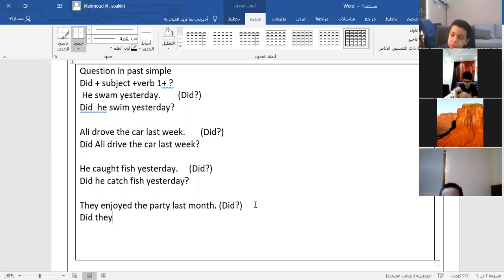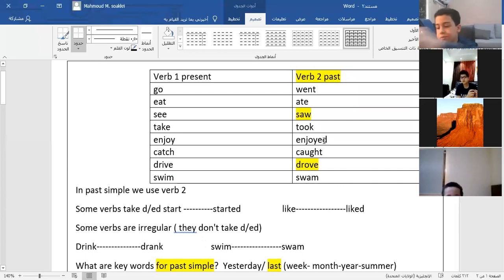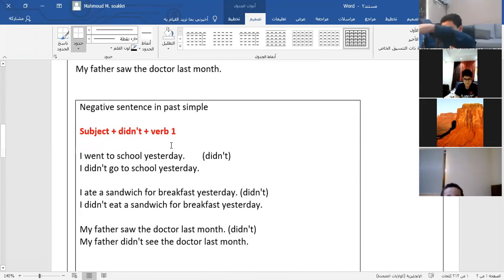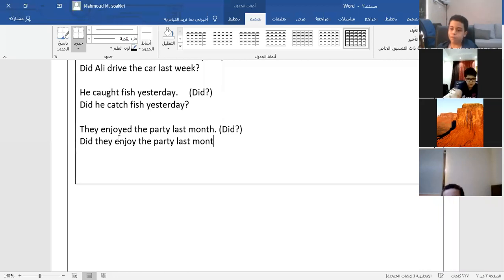Excellent. Now we have enjoyed, so we use verb one. Yes, Yasin Khalid. Excellent. Because enjoyed, as Yasin Khalid said, is verb two, and we have to say enjoy because it is verb one. So we write, did they enjoy the party last month? And we put the question mark.